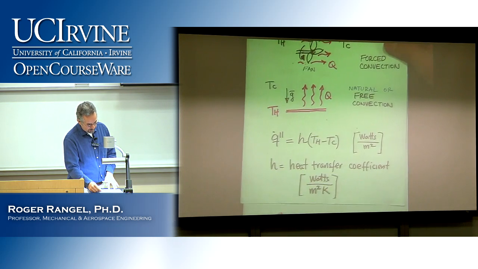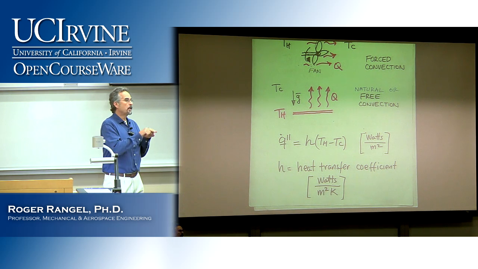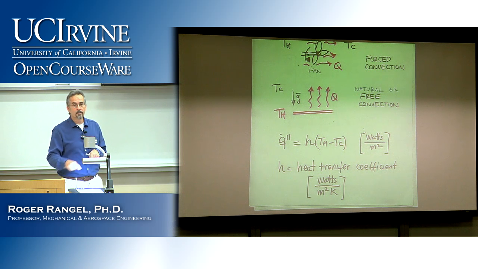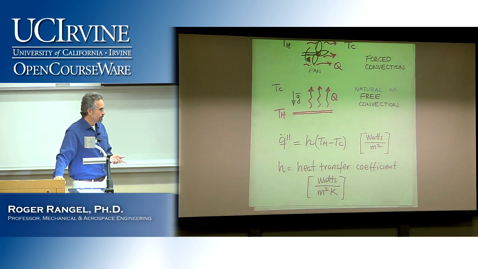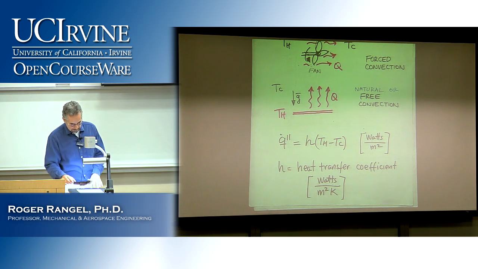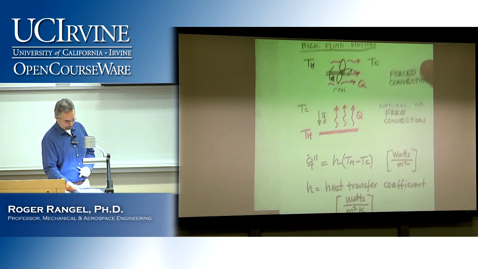The heat transfer coefficient is a lot more complicated because it will depend not only on the material, on the fluid, but it also will depend on the type of flow. So it's a much more difficult quantity to determine than the conductivity. Right?